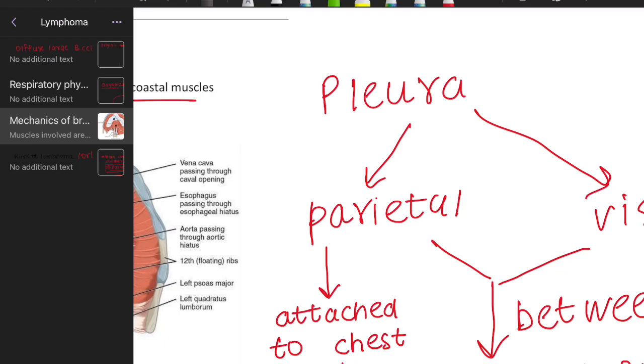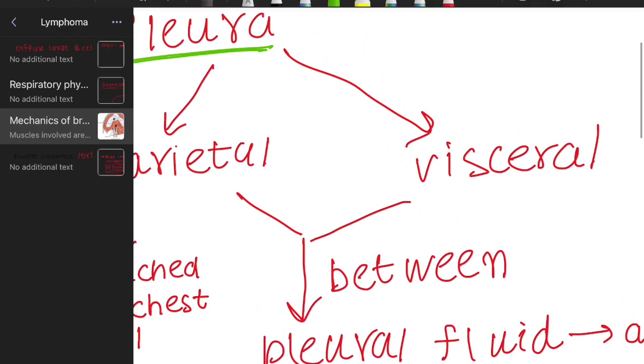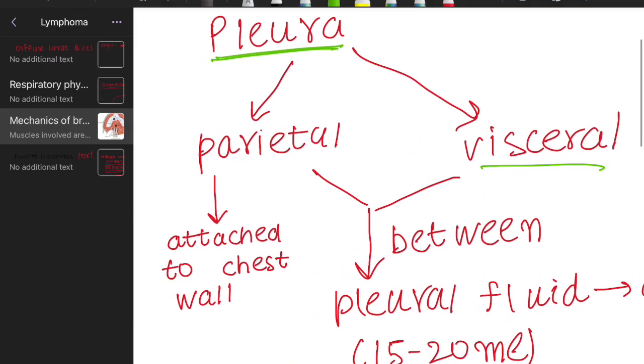If I talk about the lung, then the lung is covered by a membrane called pleura. The pleura has two parts, the parietal part and the visceral part. Now the parietal pleura is firmly attached to the chest wall and the visceral pleura is attached to the lungs. So when the chest wall moves, the lungs also have to move together, because obviously the chest wall and the lungs can't move separately.